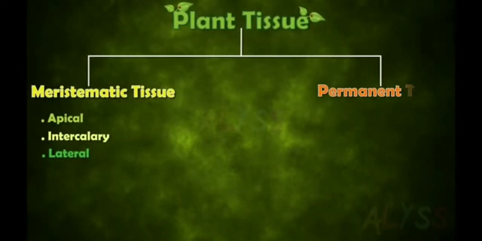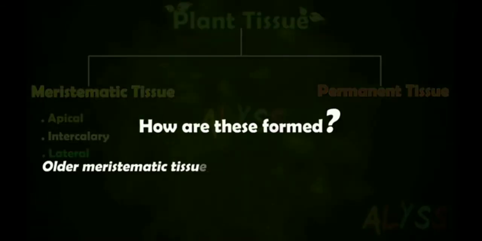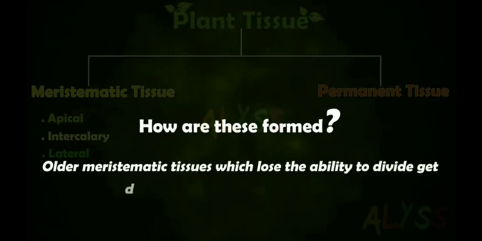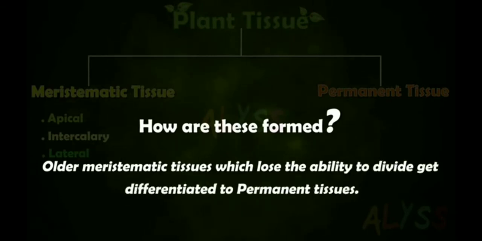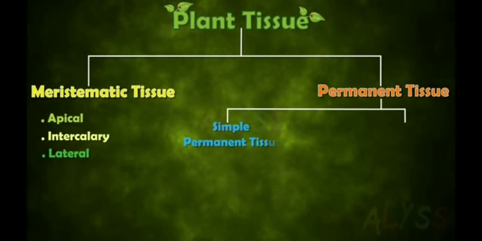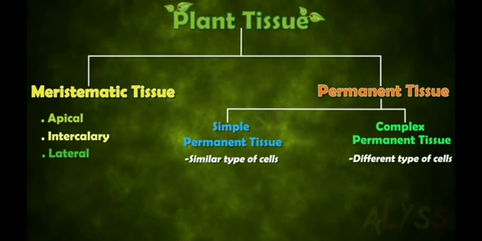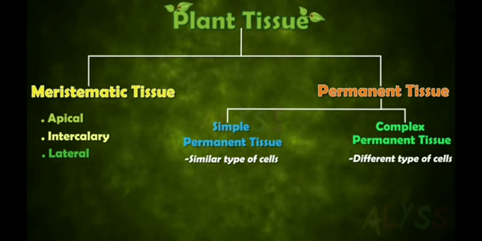Another type of plant tissue is permanent tissue. How are these formed? Older meristematic tissues, which lose the ability to divide, get differentiated into permanent tissues. They are again of two types: simple tissues, which are made up of the same type of cells, and complex tissues, which are made up of different types of cells but performing the same function.